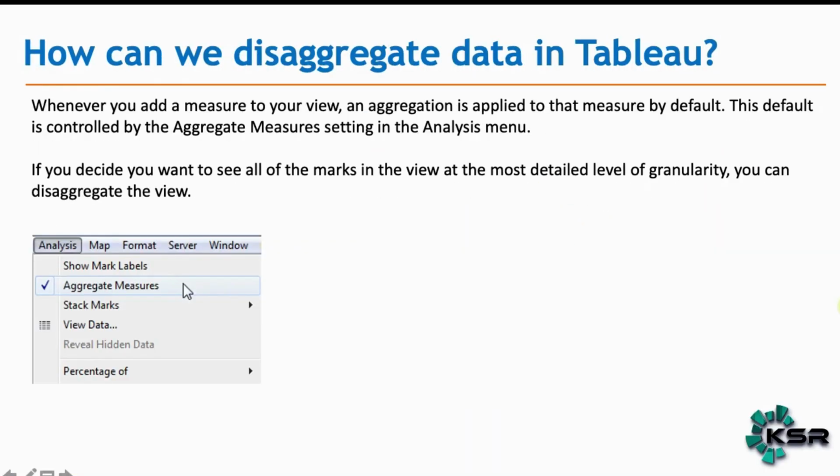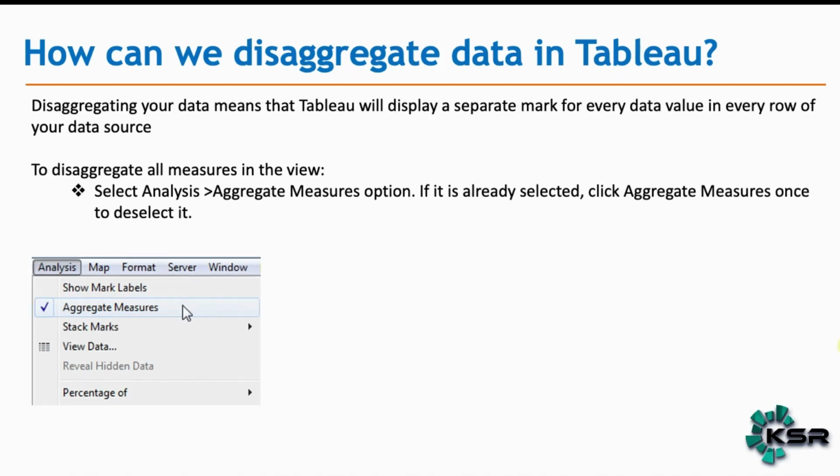Okay. Now, how can we disaggregate data in Tableau? Now, whenever you add a measure to your view, an aggregation is applied to that measure by default. Now, this default is controlled by the aggregate measure settings in the analysis menu. And if you decide like you want to see all of the marks in the view at the most detailed level of granularity, you can just simply disaggregate the view. So to do that, just go to analysis and then within the aggregate measures option, you will have to deselect, right? I'll just show you in Tableau.